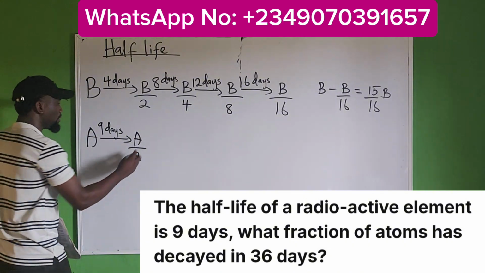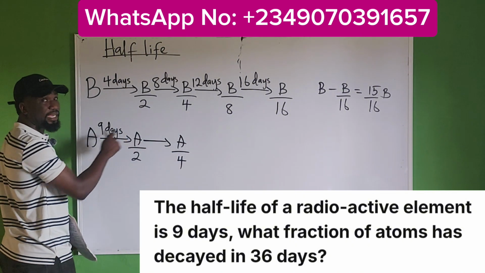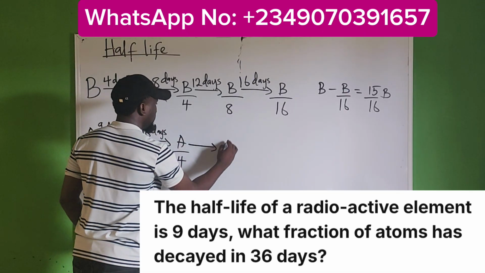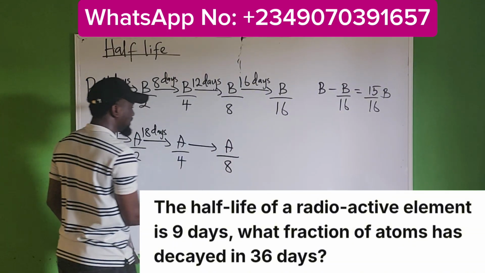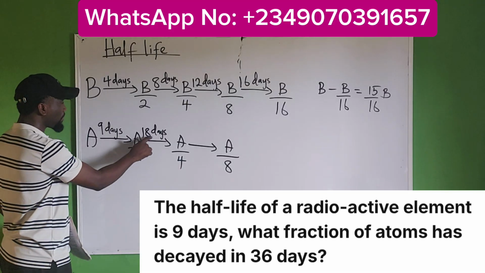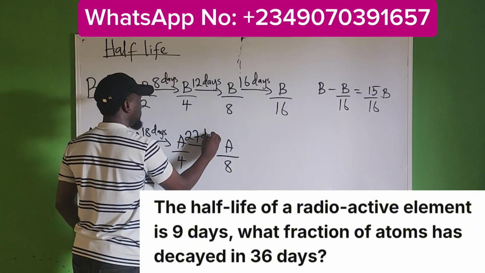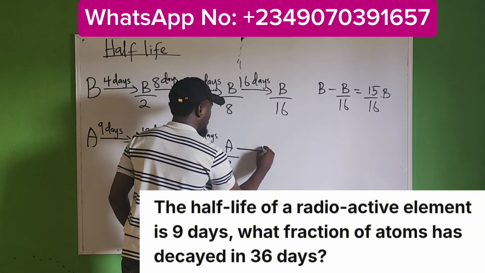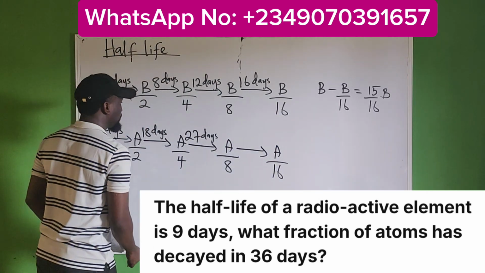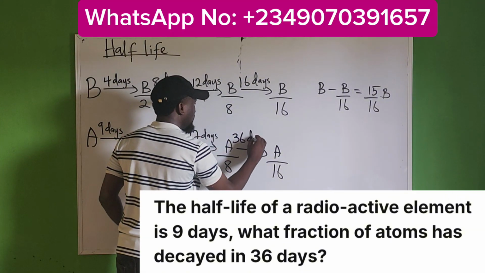So we are going to 36. So this will give us what? A over 4. So 9 plus 9, that will give us what? 18 days. So the next one is A divided by what? That is the half of A over 4, so it is A over 8. So now, if we add 9 to 18, we are going to be having 27 days. So what's the next thing? A over 16. So if we decide to add 9 to this, that will give us what? 36 days.